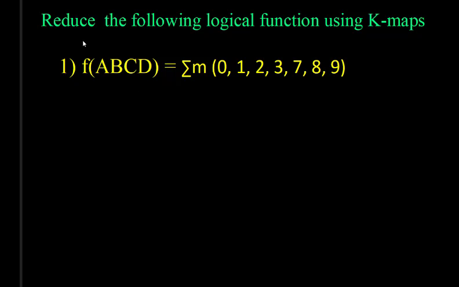In previous lectures we studied the ways to solve K-maps, the various properties, pairs, quads, octets. Now we will see how to solve these K-maps. We are given a function: reduce the following logical function using K-maps. f of ABCD equals sigma small m 0, 1, 2, 3, 7, 8, 9.